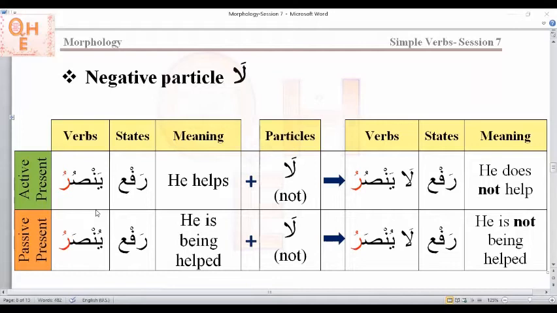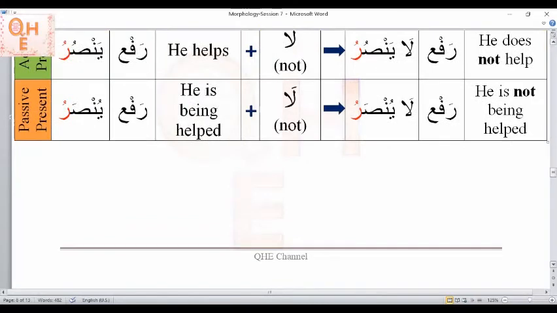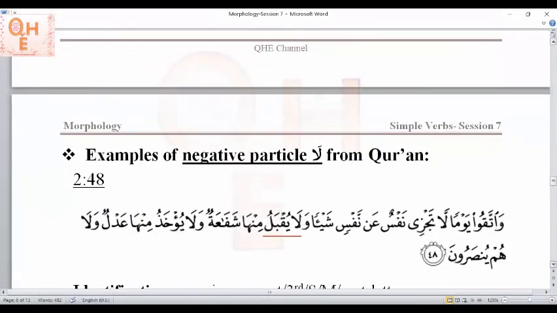Okay, yansuru, yansurani, yansuruna. You go over the table, or yaf'alu, or yaftahu. All the tables we learned. It doesn't matter what pattern, the default state will not change. Only the meaning changes according to the aspects of that particular word you're working on. Okay, let's go over some examples pertaining to particle la.